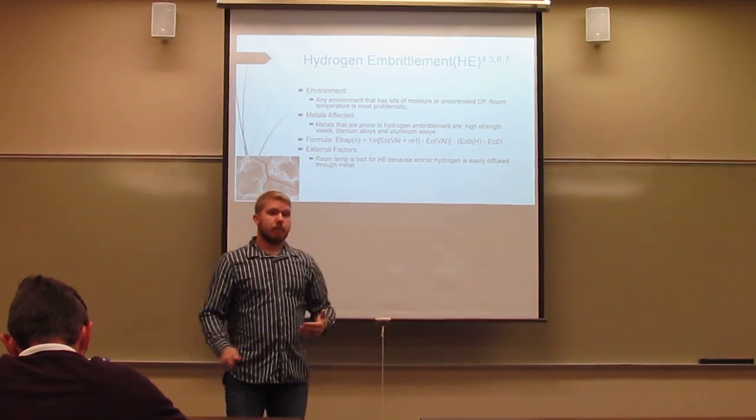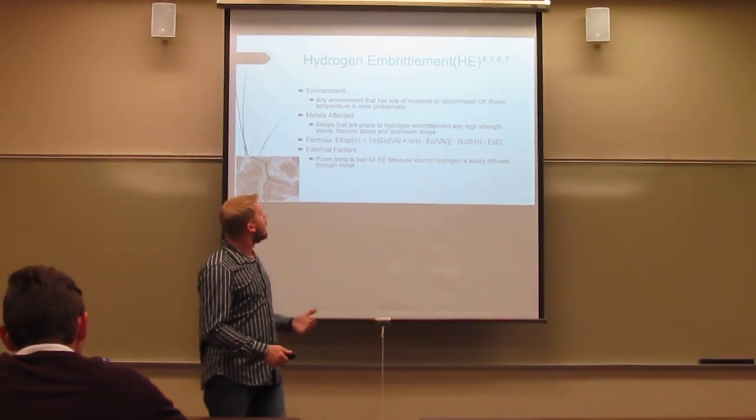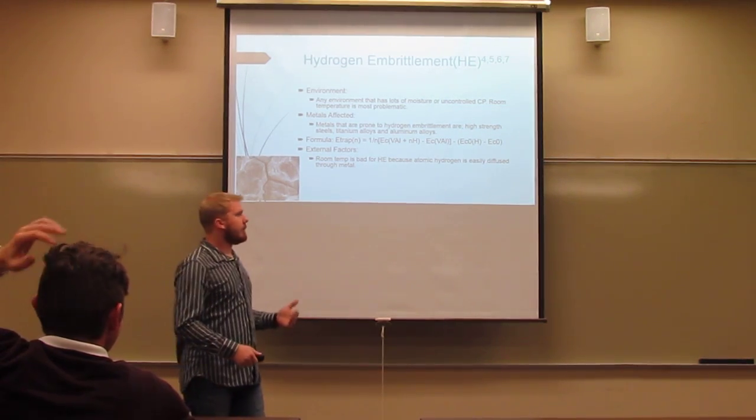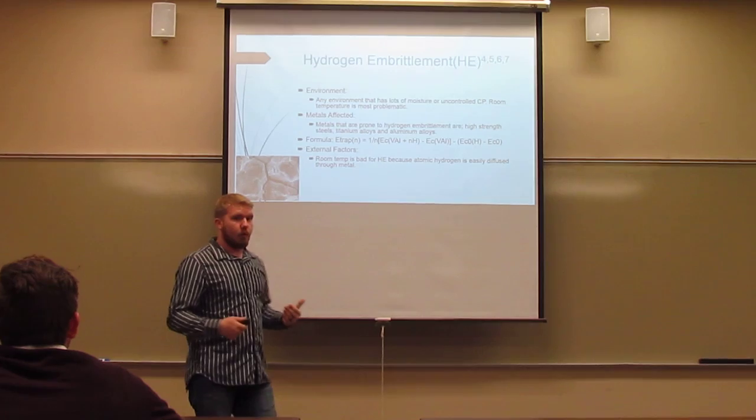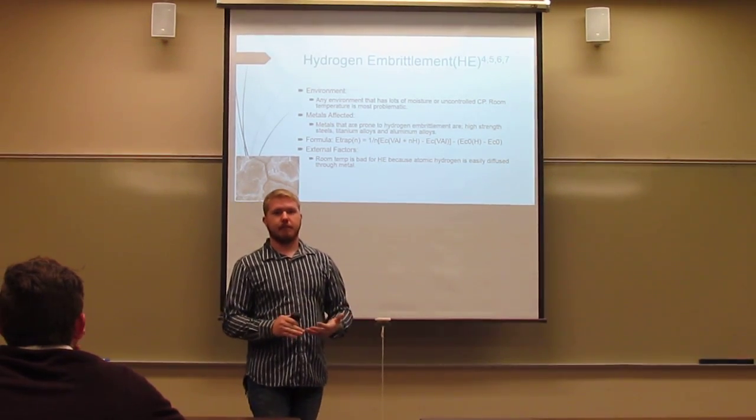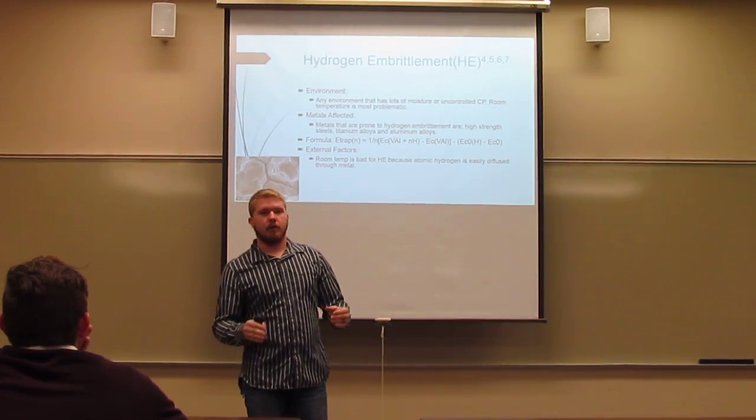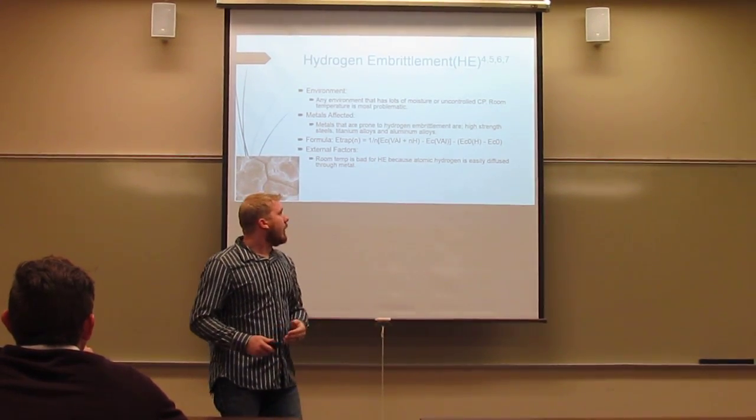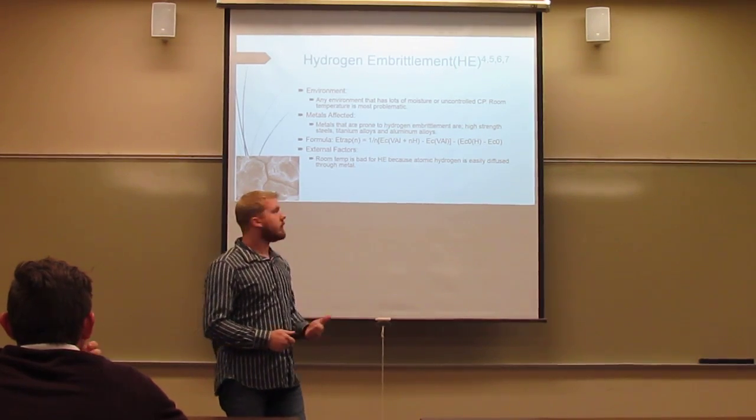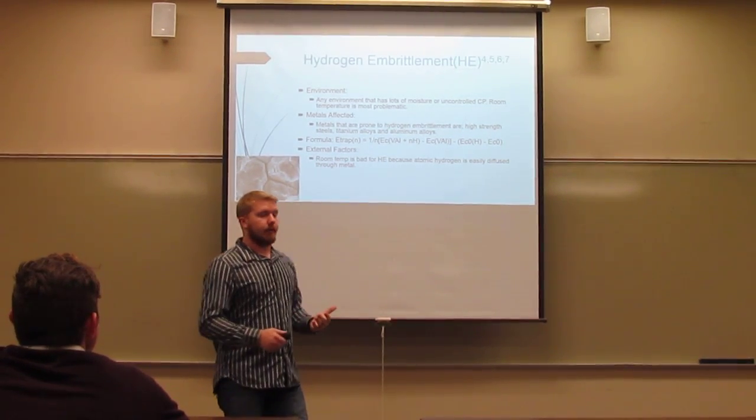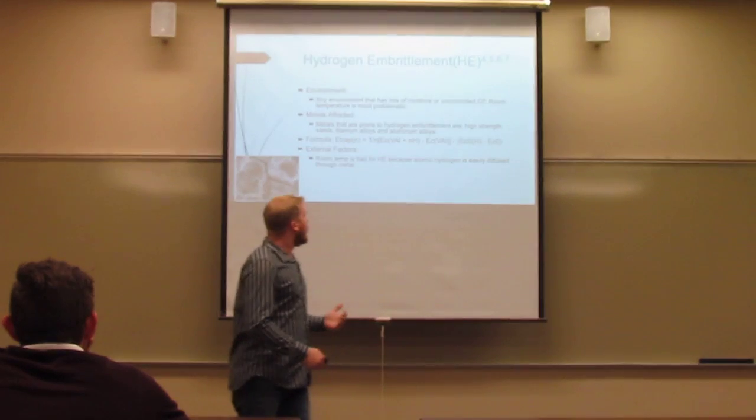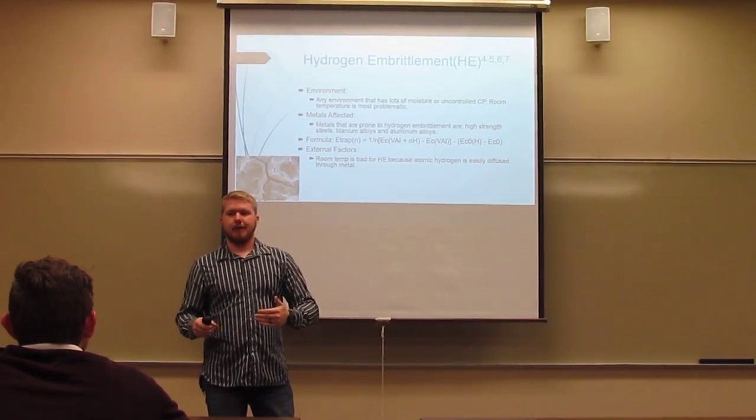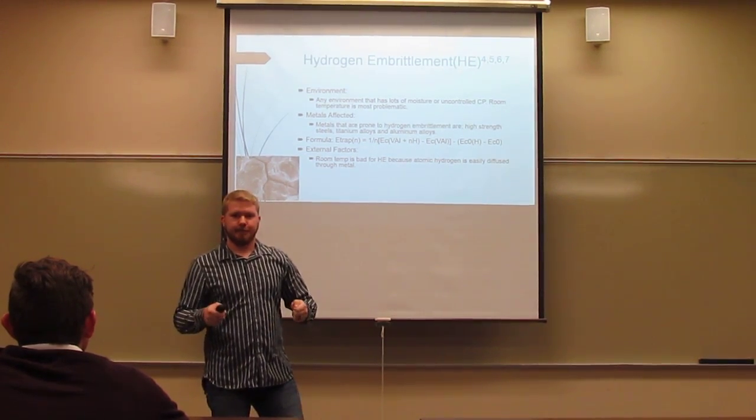Next, we're going to talk about hydrogen embrittlement. The type of environment it's found in is also kind of a refinery environment, but where it has lots of moisture and can be uncontrolled CP. Any source of hydrogen is going to be a problem for you in any kind of environment like that. Metals affected are generally high strength steels, like titanium alloys and stuff like that. These are just really strong metals, and you can imagine they have a high carbon content because they're strong.